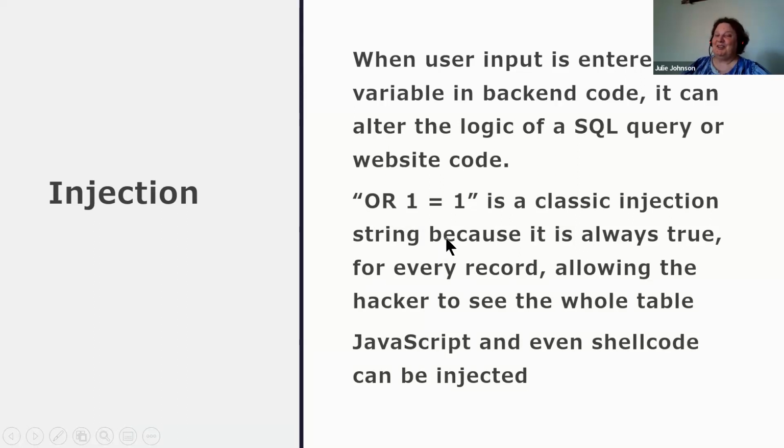The simplest injection is OR 1 equals 1. Because 1 equals 1 obviously is always true. And the OR means that when this is injected into a SQL query, the query will return true for every record in the table. A web form that's meant to only reveal the user's individual data will, if this injection succeeds, reveal the entire table.